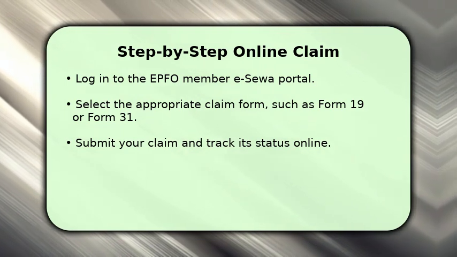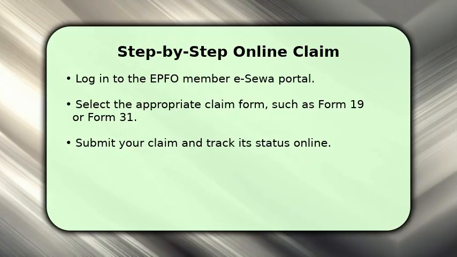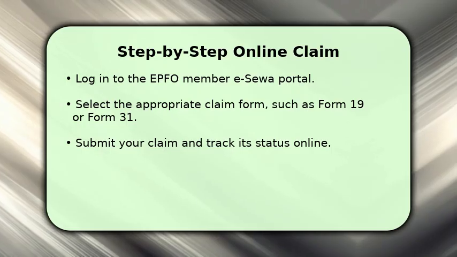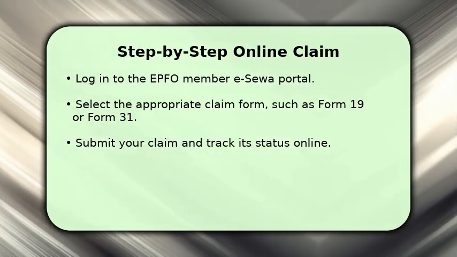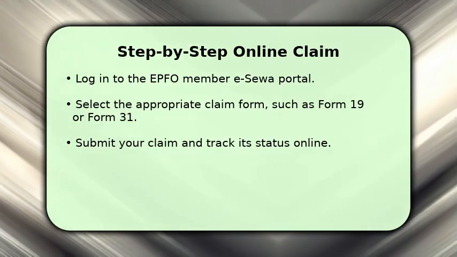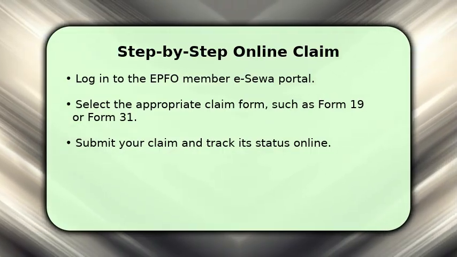Navigate to the Online Services section and select Claim, Form 31-19-10C. Choose the correct claim type, such as Form 19 for final settlement or Form 31 for an advance. Fill in the required details, upload any necessary documents, and submit your claim. You can then track its progress directly on the portal.